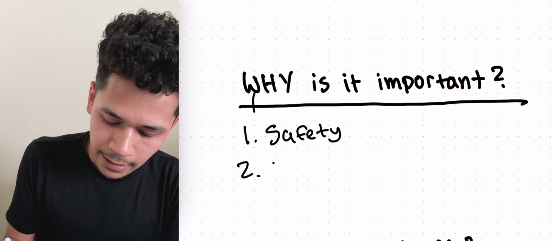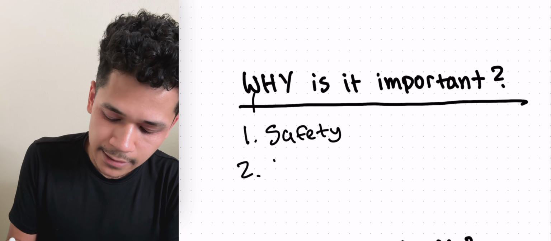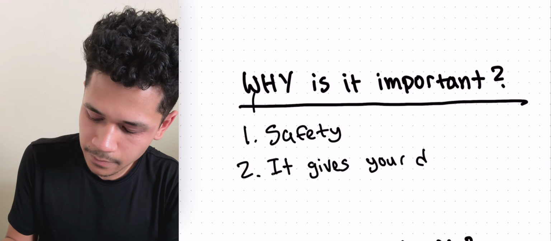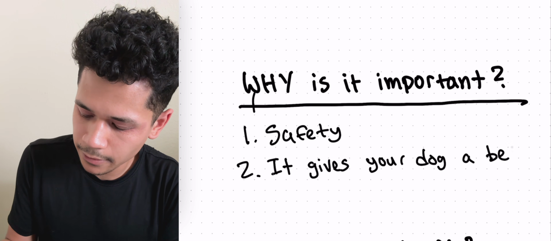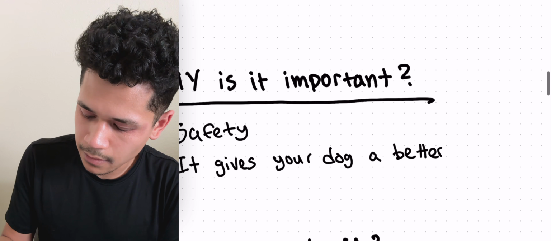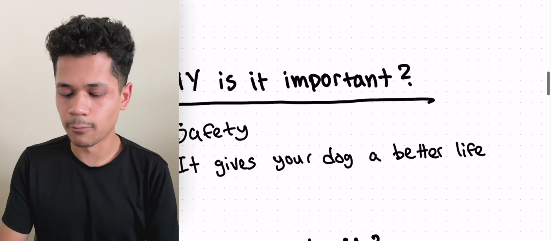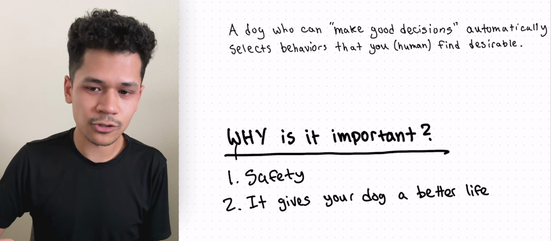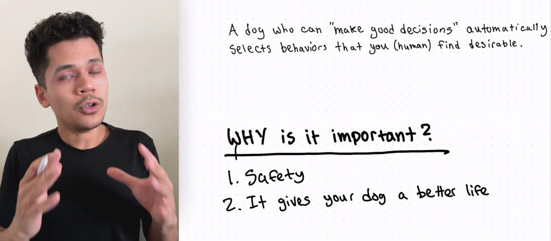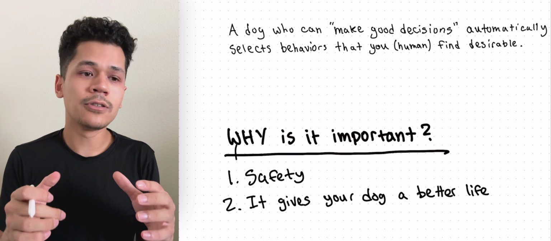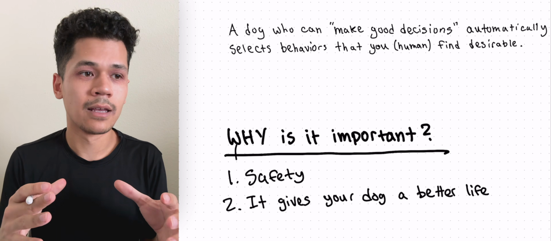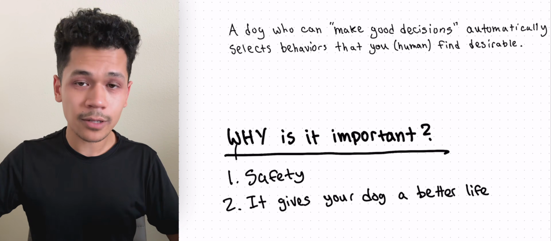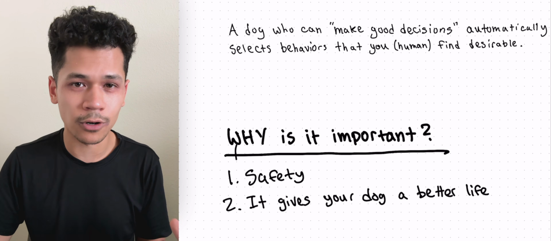Now, the next reason why it's important is because it gives your dog a better life. All right, now what do I mean by that? How does it give your dog a better life? Well, one way to view dog training is you are teaching your dog how to coexist peacefully with humans in our human world. You're teaching them how to live productively in our human world, right?